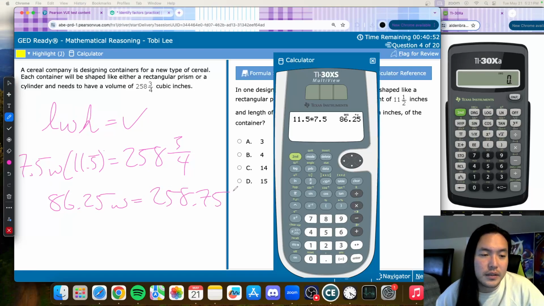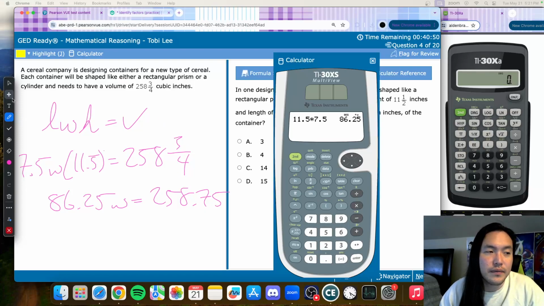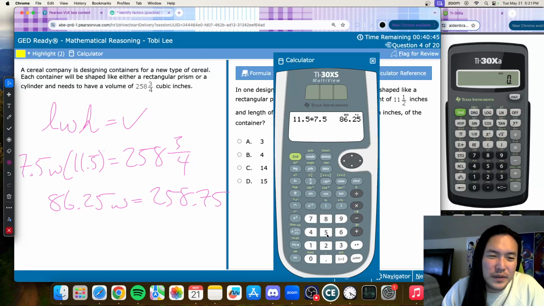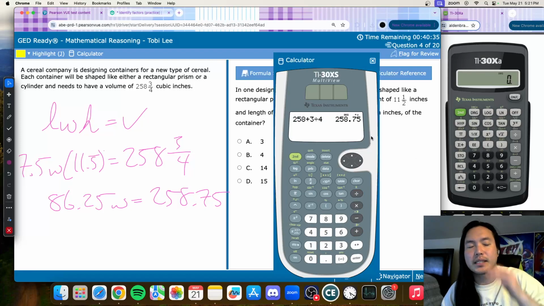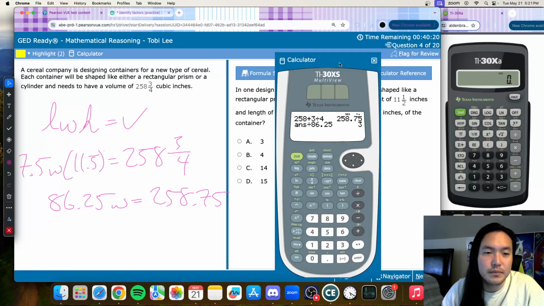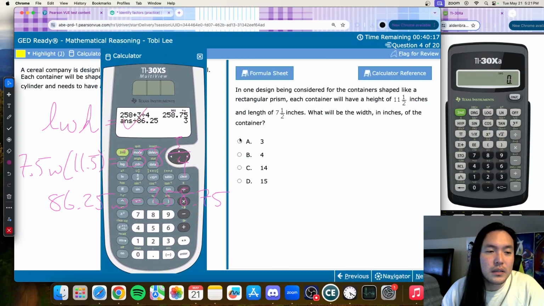And then hopefully you guys know that the volume is 258.75. Definitely, in math generally, you don't want to work with mixed numbers. If you're ever unsure about what's going on, you can always just do 258 plus 3/4. If they gave you a really difficult fraction, maybe you just want to ask the calculator very quickly what that is in decimal. This is how you would do that. And then here you can just do 258.75 divided by 86.25 to get 3. Correct answer.